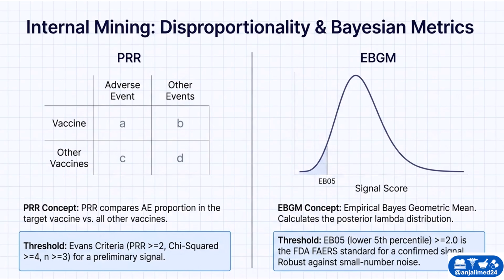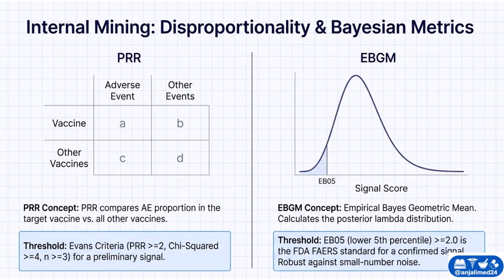Using these values, PRR compares the proportion of a specific adverse event in the target vaccine against the proportion seen in all other vaccines within the database. In simple terms, PRR asks the question, is this adverse event being reported disproportionately or more often with this vaccine compared to others? To determine whether the signal is meaningful, researchers commonly use the Evans criteria. According to this threshold, a primary signal is considered significant when the PRR is greater than or equal to 2, the chi-square value is greater than or equal to 4, and at least 3 cases are reported. However, PRR has an important limitation.